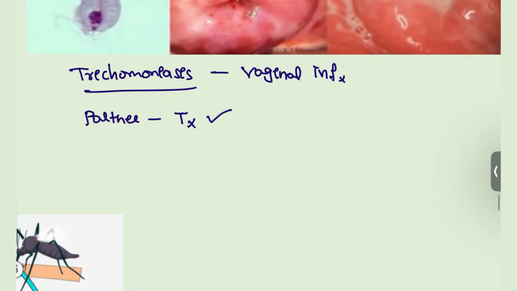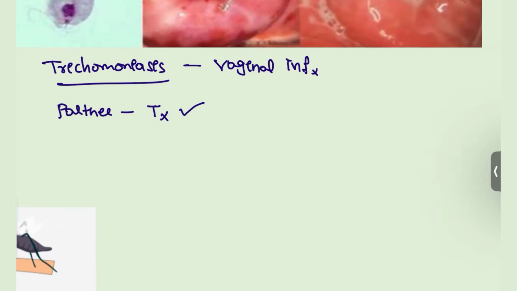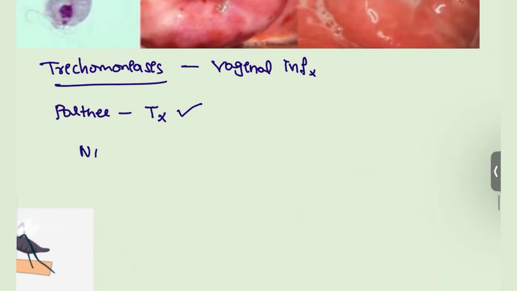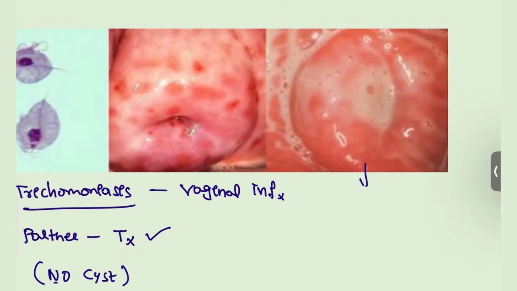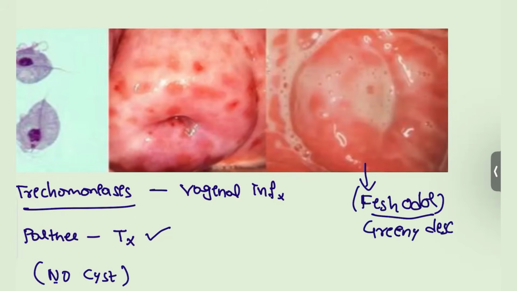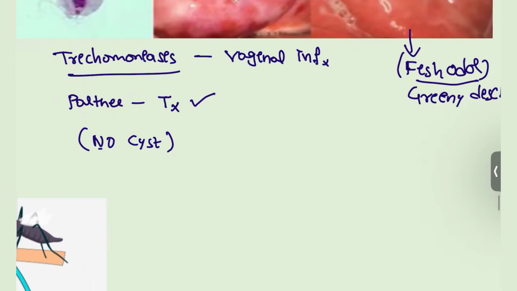Next one. Some more points you have to know about this one: no cyst is present in Trichomonas. No cyst. The infective form is the trophozoite only. A fishy odor or greenish frothy kind of discharge is seen in this patient. Again, the drug of choice for this patient is also metronidazole.